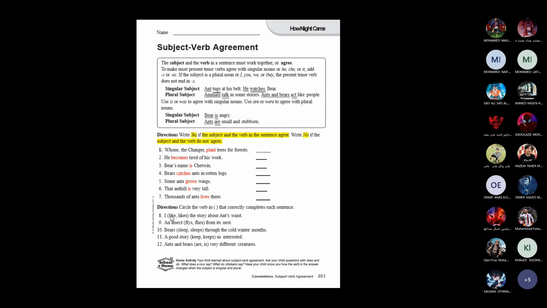Fix it, Muhammad Ashraf. Abdullah Mishal, fix it. Fix number 8. Number 8, guys. Pay the attention for number 8. This one. So I here, we use it as a plural. Think about I as a plural. Okay? So we'll be like, I like.